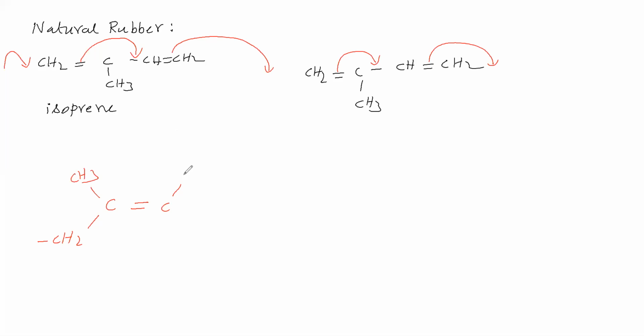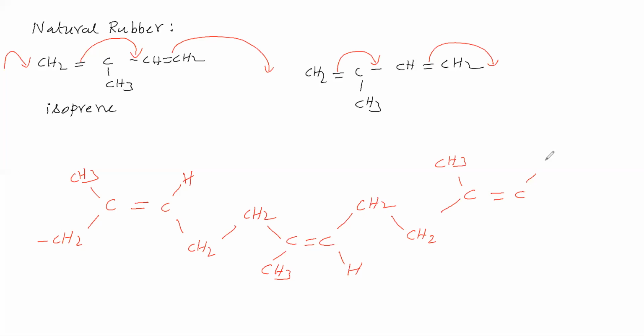This CH, this double bond becomes single bond. This CH2 I will write. Next, this CH2 I will write. This C=C double bond I will write. This CH3 I am writing. This carbon has hydrogen, and this CH2 I will write. Next, the neighboring isoprene I will take: CH2, CH3, double bond, CH, single bond, CH2, single bond. Okay, this is a polymer.